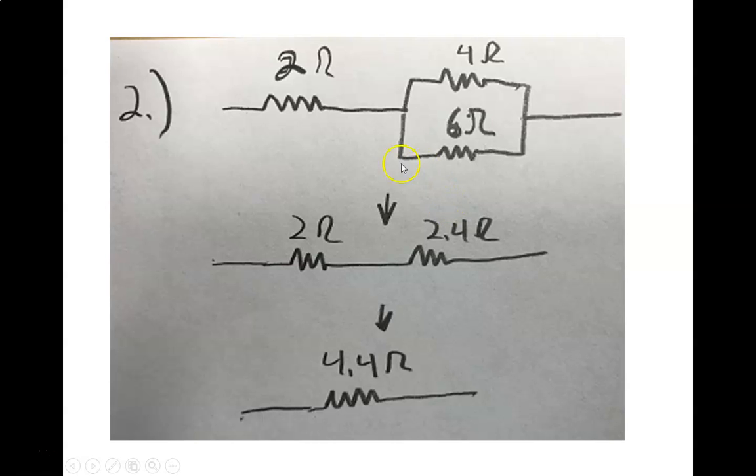So what we're going to do is use the parallel rule. Okay, 1 over 4 plus 1 over 6 equals 1 over REQ. And we're going to simplify this circuit down to two resistors. Okay, 2.4 ohms is my equivalent resistance for the 4 and 6 in parallel. And now these two are just in series, so all you have to do is add them together, and now I've got the equivalent resistance of that circuit.